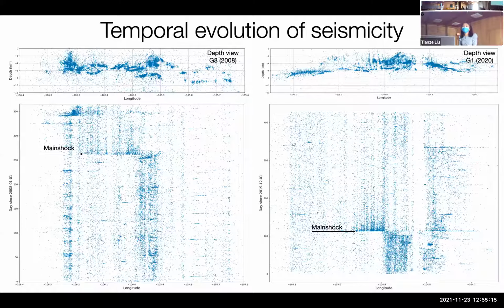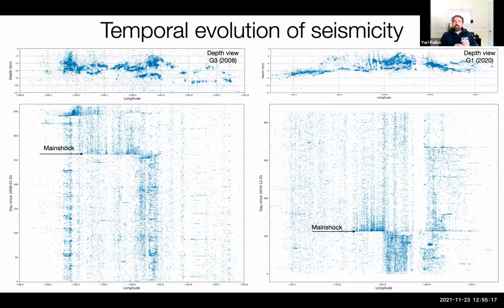Question from me. Yes, nice results. It seems that from this figure, there is some periodicity in the earthquake occurrence on different parts of the fault, with a period of maybe a couple of months. Is this real or is this some data artifact?